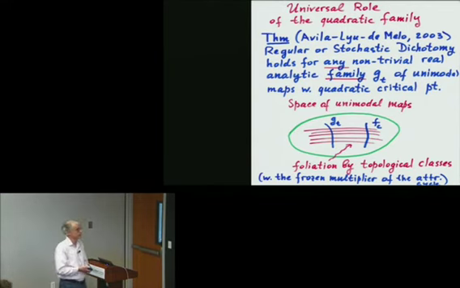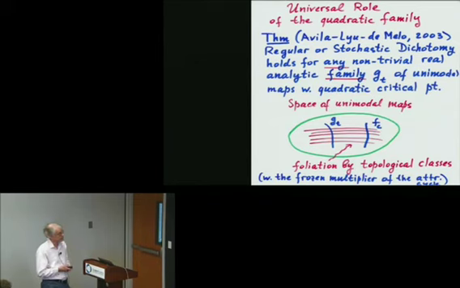And so what does it have to do with the quadratic family? The way it is proved is not that we repeat the argument for the quadratic family. It would be too difficult. The quadratic family is too special. But we transfer the results from the quadratic family to generic analytic families.